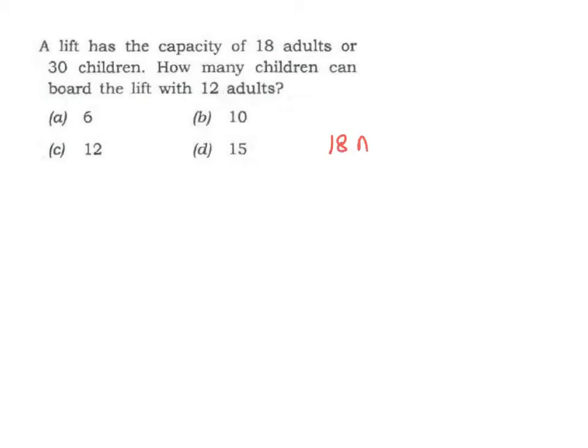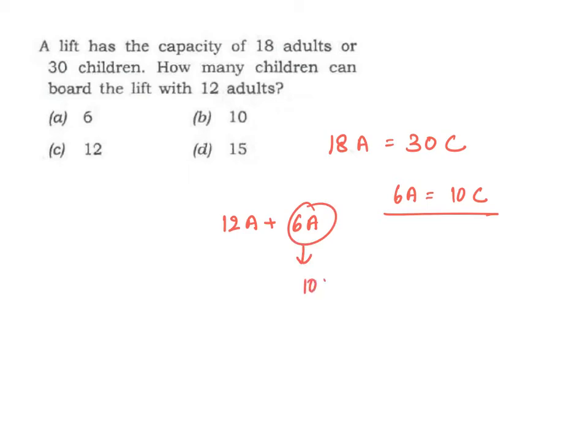A lift has the capacity of 18 adults or 30 children, which means the weight of 18 adults is the same as 30 children. How many children board the lift with 12 adults? Actually, it can hold 18 adults, which means 12 adults plus 6 more adults. 6 adults means, divided by 3, 10 children. So in place of the 6 adults, you can place 10 children. So we can board 10 children along with 12 adults.